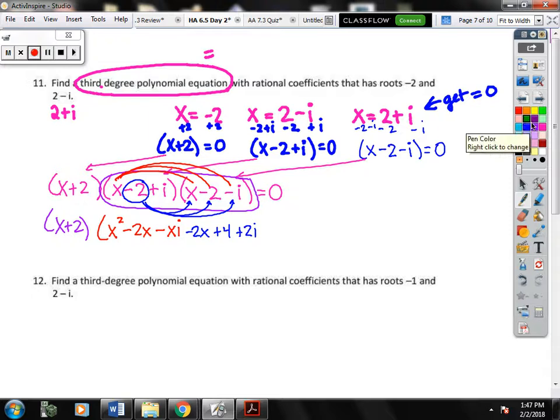But wait, there's more. Now I have to distribute the i. It's like an infomercial. Keeps going. So i times x, and again, you may want to write this the same way that you wrote the other one. Instead of ix, write xi, so that you realize they're like terms. i times a negative 2 will be minus 2i.